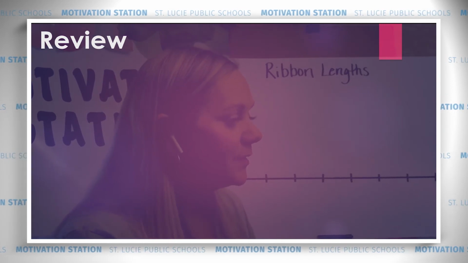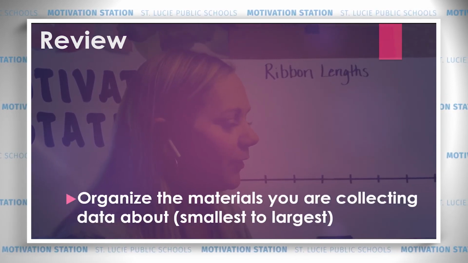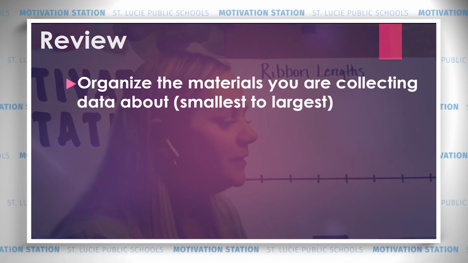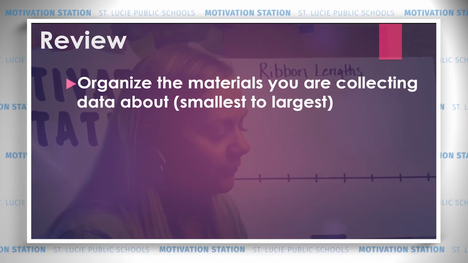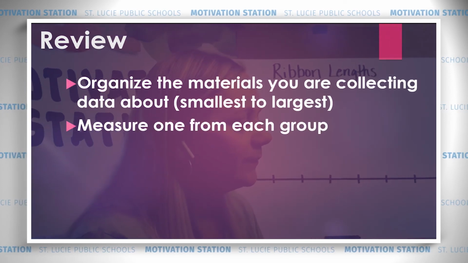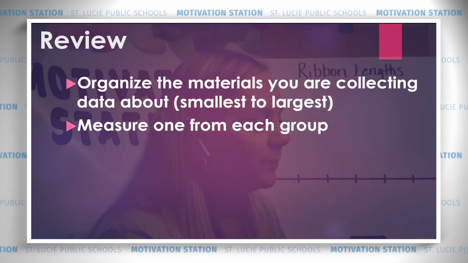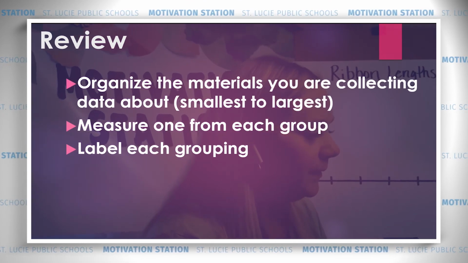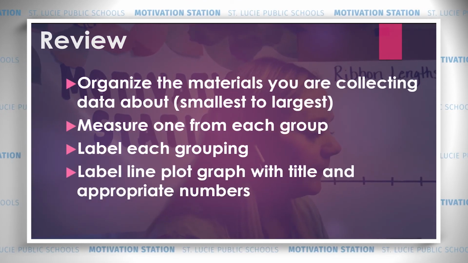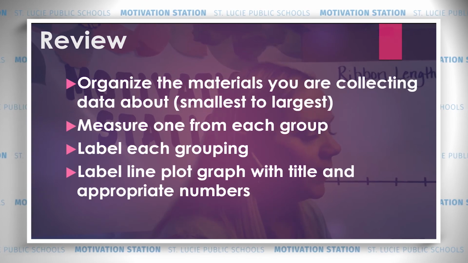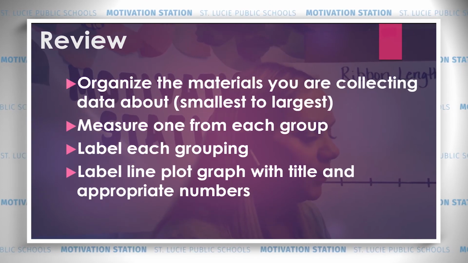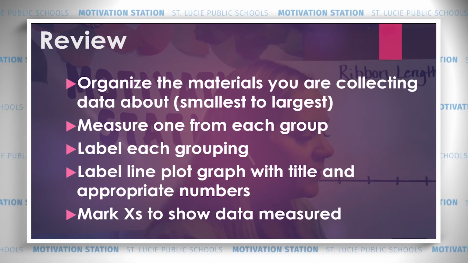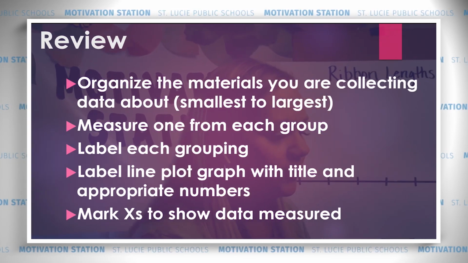So let's review the steps for creating a line plot graph. First, you organize the materials you're collecting data about and group them from smallest to largest. Then measure at least one from each group. Then you're going to label each grouping with that measurement. Then you label the line plot graph with your title and the appropriate numbers at the bottom. And finally, you mark your X's to show the data that you measured.